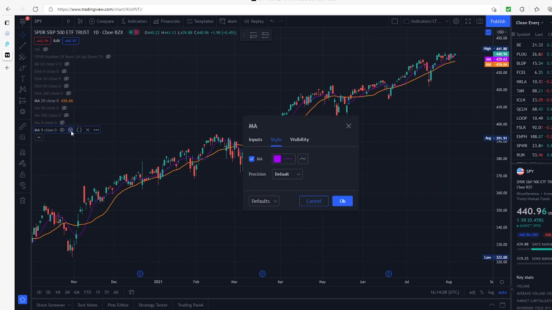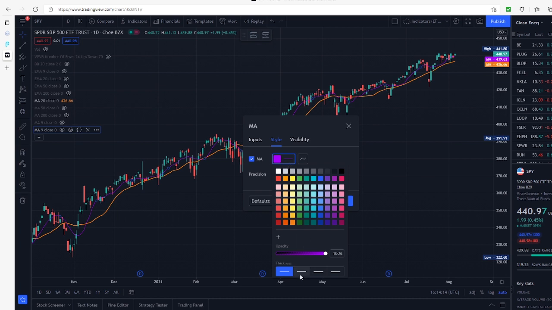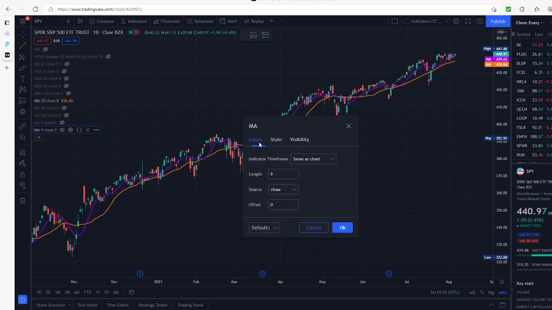You click on settings for the indicator itself, and this is where you can change the color of the line, change the thickness, and you can also change the time period. So this is where you change it if you want from the 9-day to 20-day, 50-day, 100-day, whatever time period that you want to set it at. And that's how you add it to your charts.